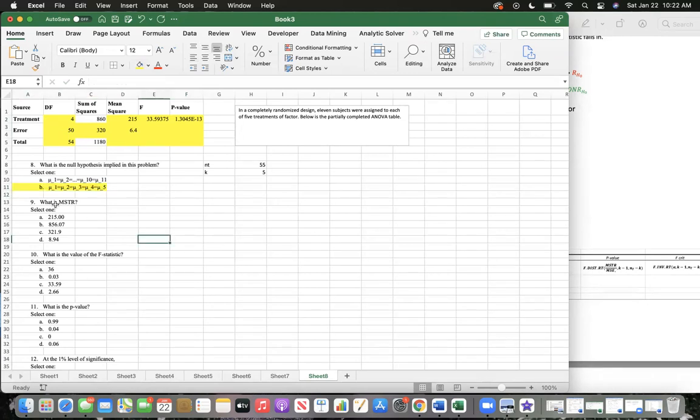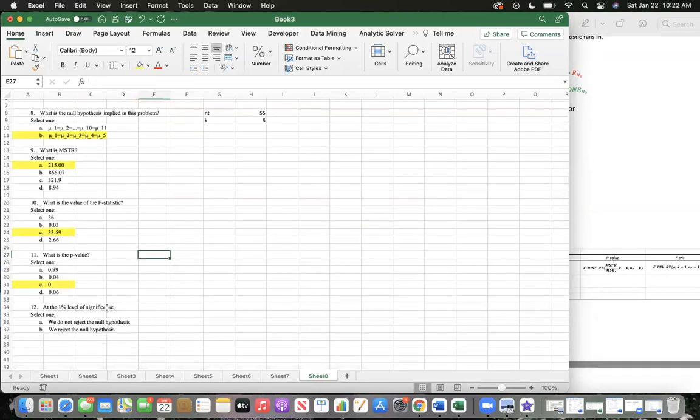Okay. So number 9 says, what is the mean squared for treatments? Mean squared for treatments, so 215. Number 10, what is the value of the F statistic? F test statistic, it's 33.59. That matches with this answer choice. What is the p-value? P-value, remember we said that this number is very close to 0. So we're just going to say it's 0.